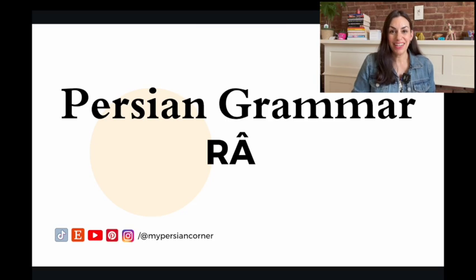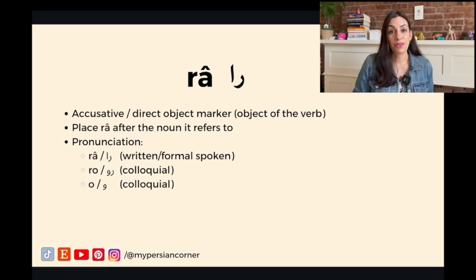Okay, so let's look at our Persian grammar of ra. Ra is the accusative or the direct object marker. The direct object, you may know, is just the object of the verb. In English, we don't use such a thing as a direct object marker, but in Persian, we have to use ra. We're going to place ra after the noun that it refers to.